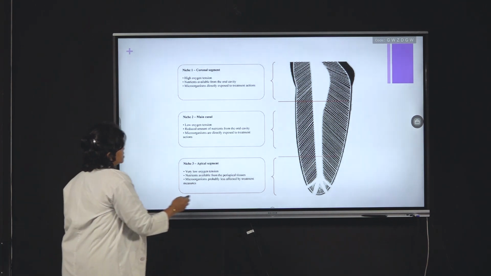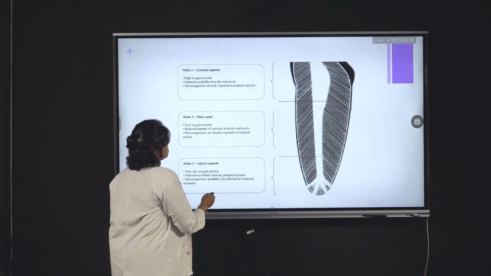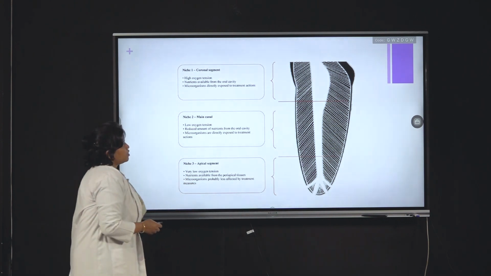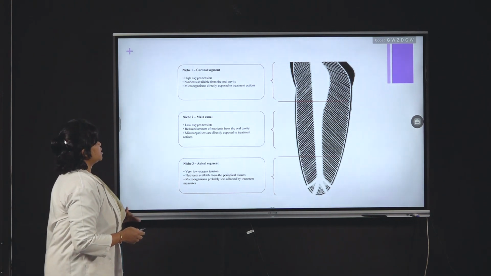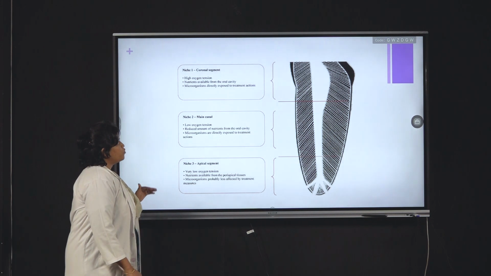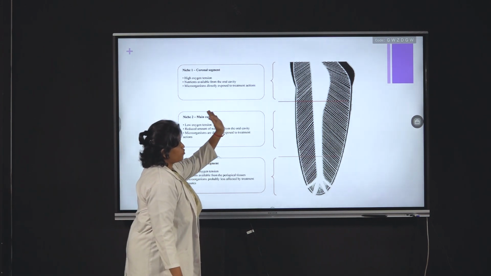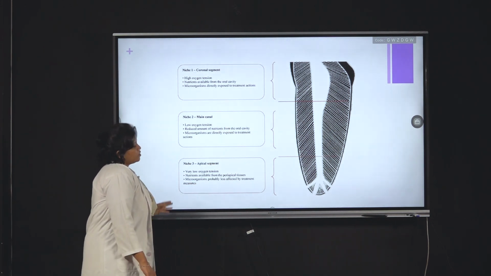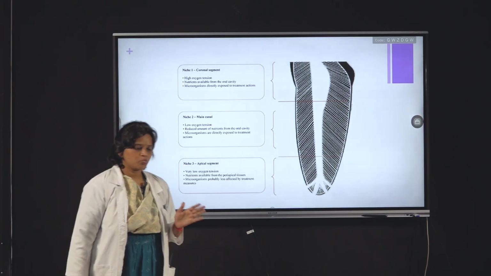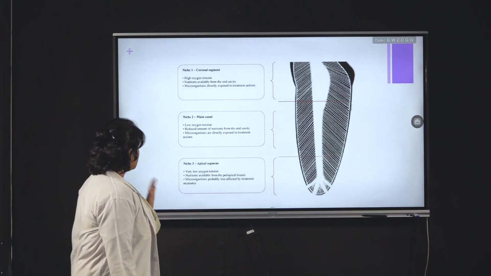Coming to the middle segment, which is the main canal, present in the middle third of the tooth. Here we can see the oxygen tension gradually decreases, and the nutrients are again coming from the oral cavity itself, and the bacteria here can be removed because of the endodontic treatment.